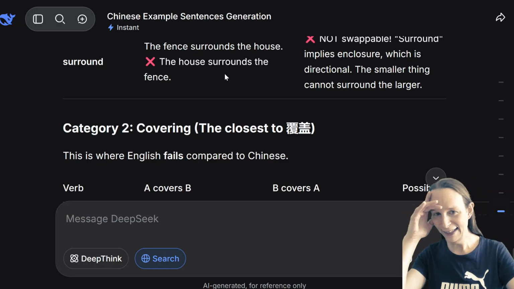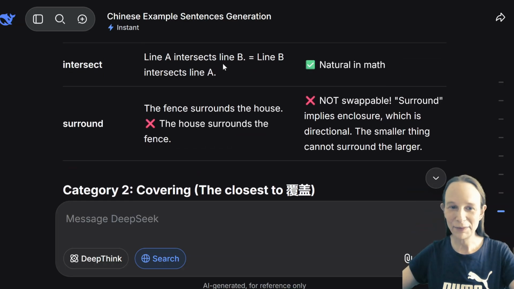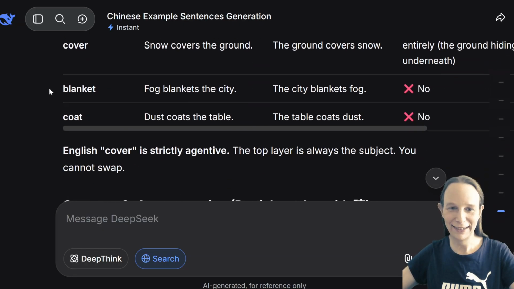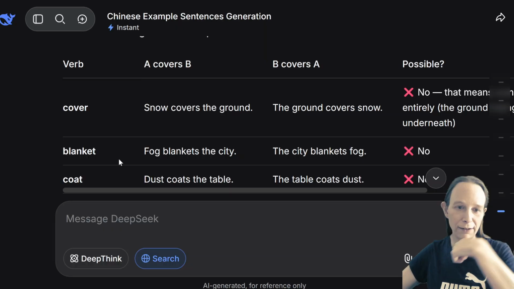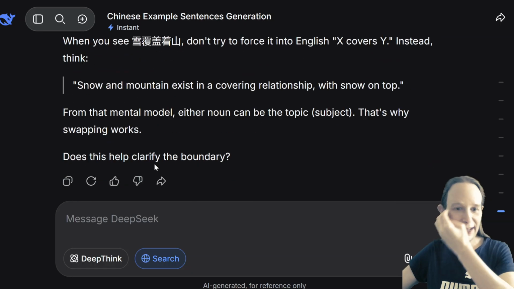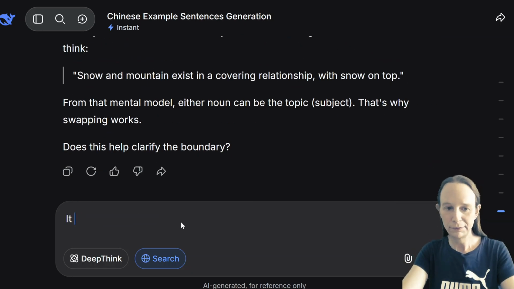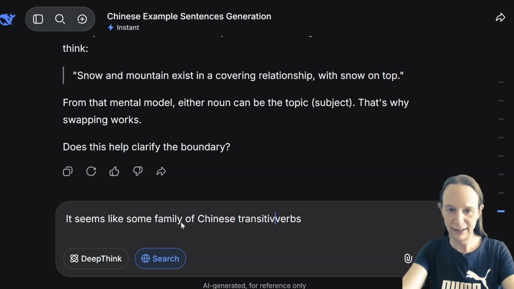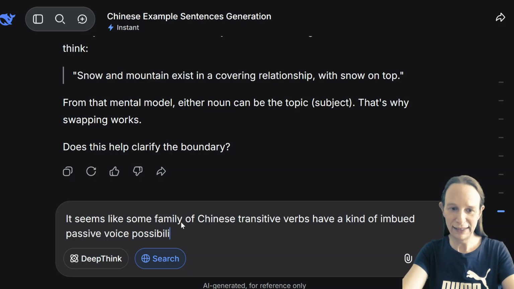The fence surrounds a house. The house surrounds a fence. These are completely different. Yeah. It seems like some family of Chinese transitive verbs have a kind of imbued passive voice possibility.